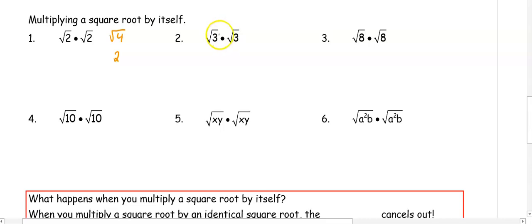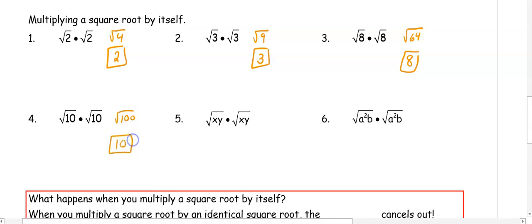Same thing with root 3 times root 3. We get the square root of 9, which is just 3. Number 3, square root of 8 times square root of 8 gets us square root of 64, which is just 8. So each time the radical is canceling out. So root 10 times root 10 is the square root of 100, which is just 10.